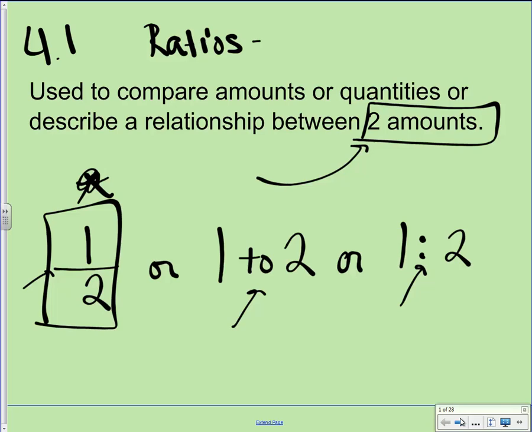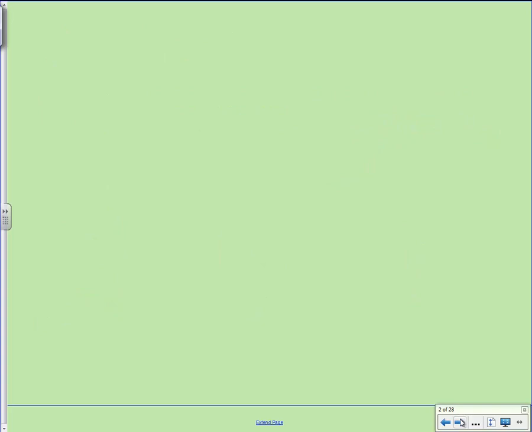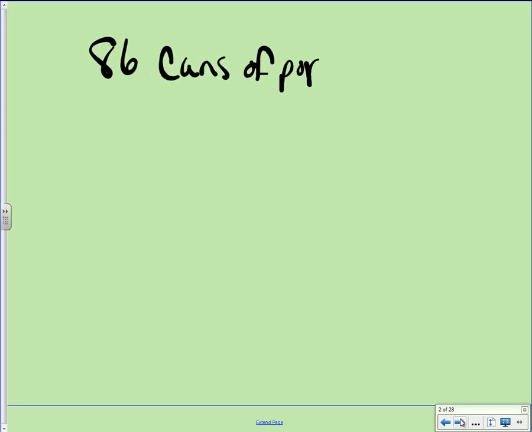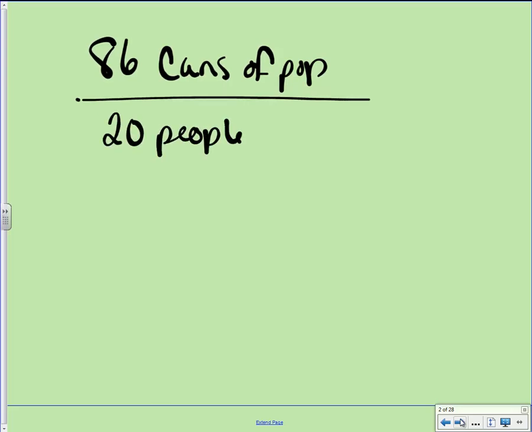All right, let's try a couple of examples here. So our first one is going to be 86 cans of pop to 20 people. It's possible that these will not be written in ratio form when they're first given to you. It'll be a couple of sentences where you're supposed to set them up. So we'll look at one of those in just a second.